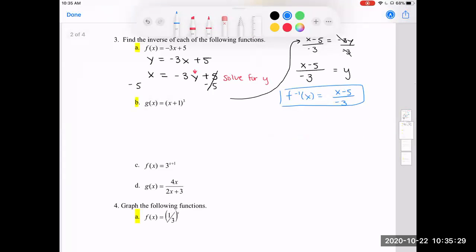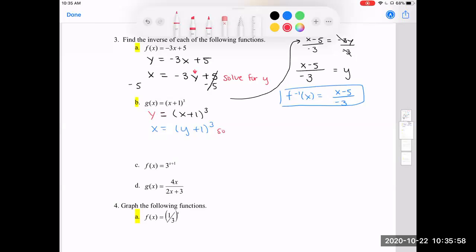All right, let's go on with 3b. Same process. We want to start off by changing that function notation to a y. So I have y equals x plus 1 cubed. All right, next step, I want to swap my x's and my y's so that I have x is equal to y plus 1 cubed.